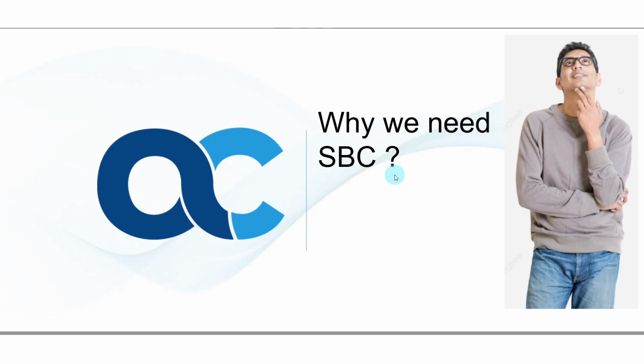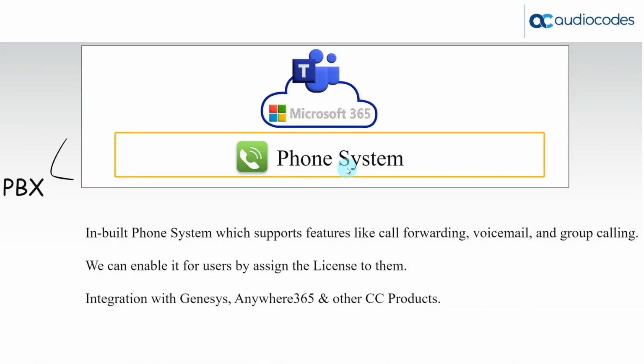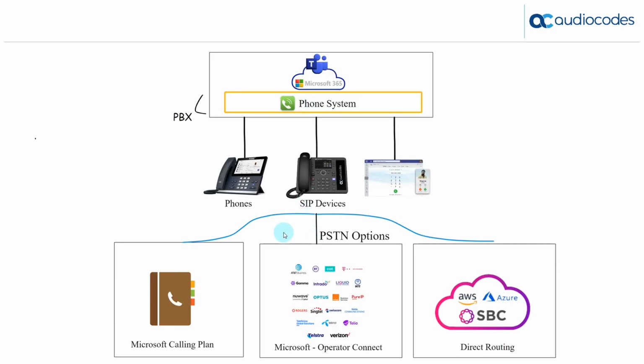So why do we need an SBC? We'll discuss more in the training section. Here we are going to use Microsoft Teams as an IP PBX. It has an inbuilt phone system, where we can register the physical phones or your Teams. If users want to dial outside, for DID numbers or incoming or outgoing, they should have 3 options. They can choose Microsoft Calling Plan, Operator Connect or Direct Routing.